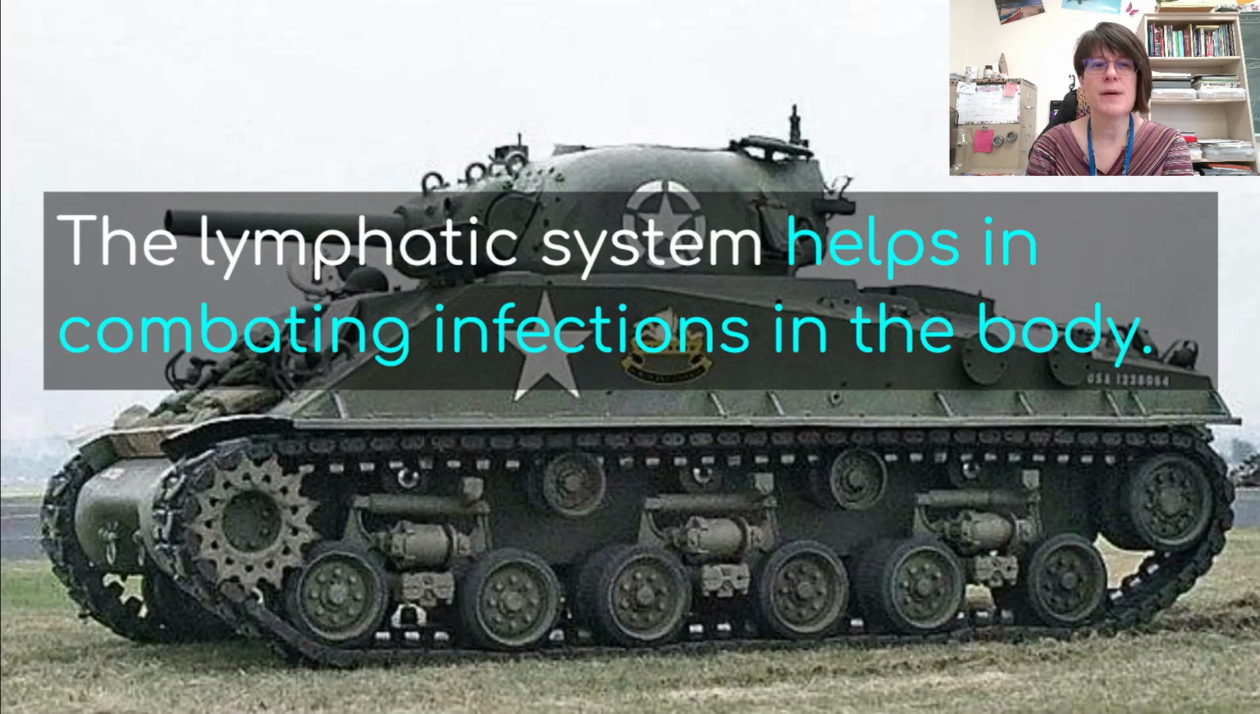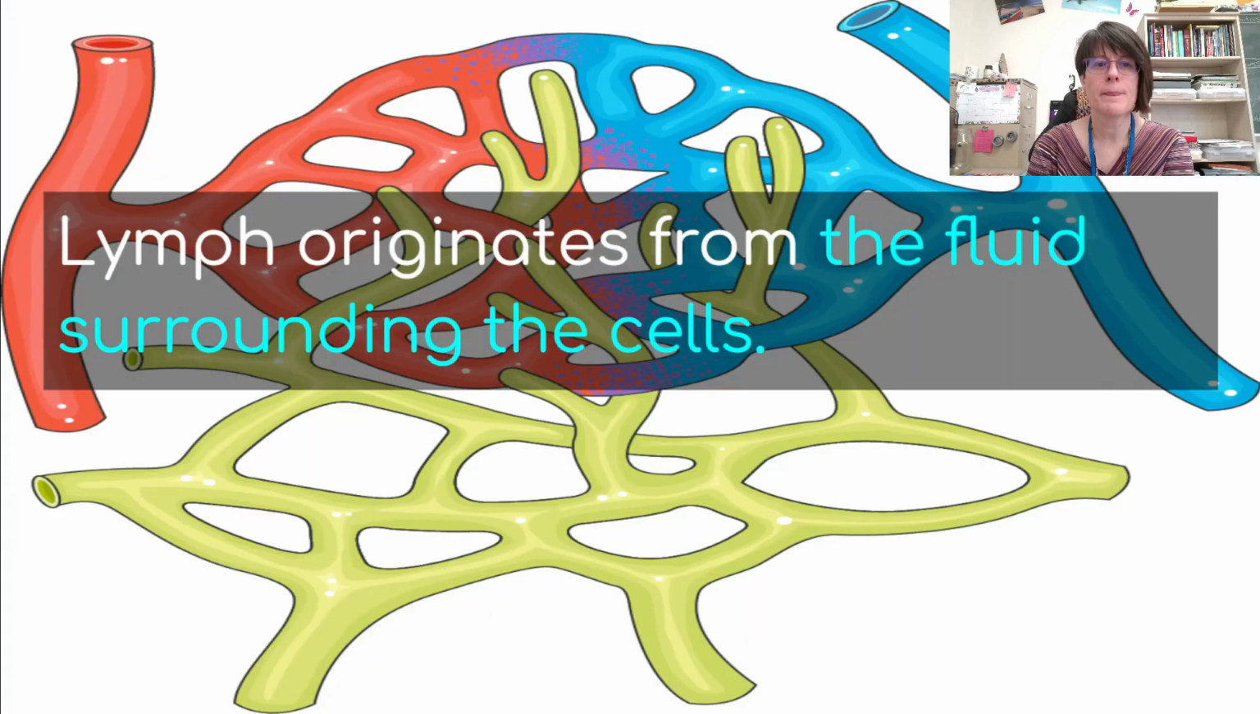The lymphatic system helps in combating infections in the body. Lymph originates from the fluid surrounding the cells. So here we have a diagram, and you might recognize the red part represents arteries, and the blue part over here represents veins, and there are capillaries in the middle.